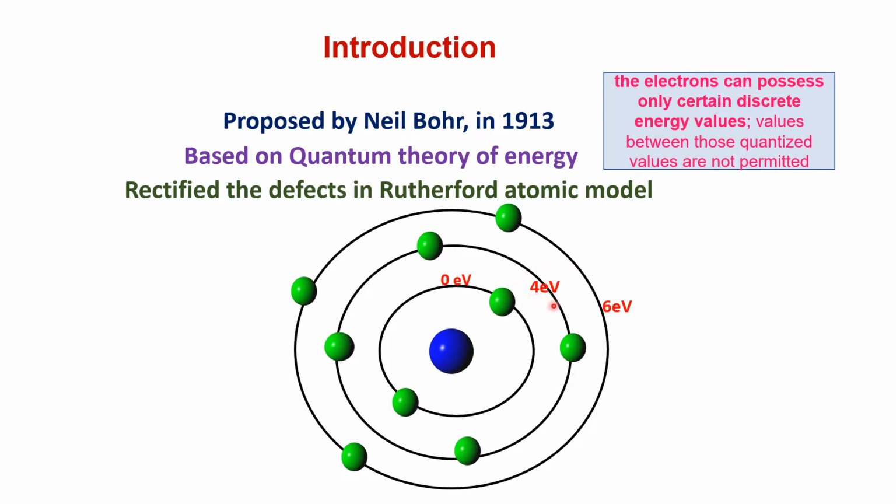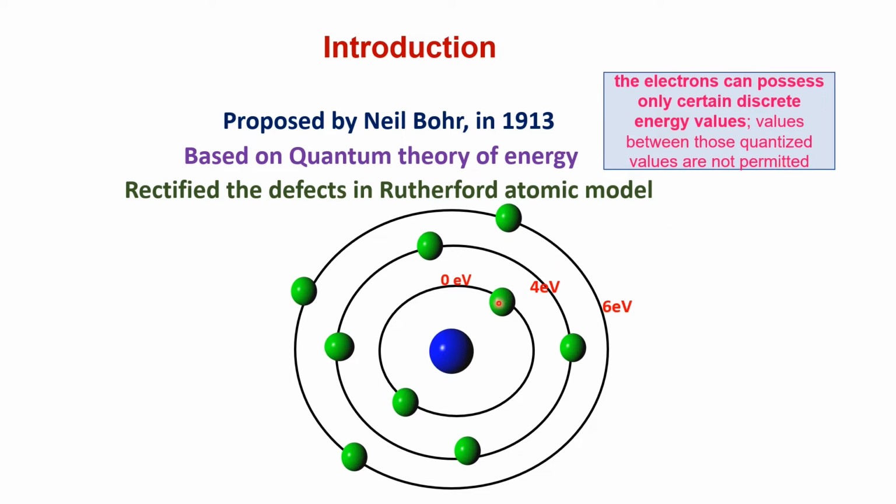Now the energy values, 4 electron volt and 6 electron volt, are quantized, that is, fixed for each energy level. The electron can possess only certain distinct energy values. So the electron in the first level will possess 4 electron volt, and the electron in the second level will possess 6 electron volt, which means that the energy of the electron is quantized. Values between those quantized values are not permitted.